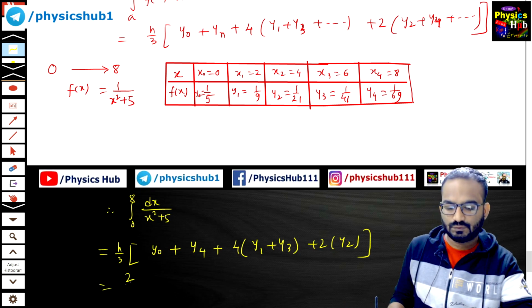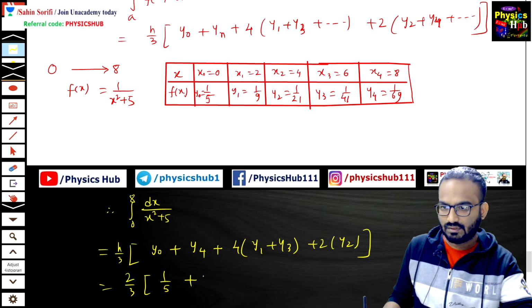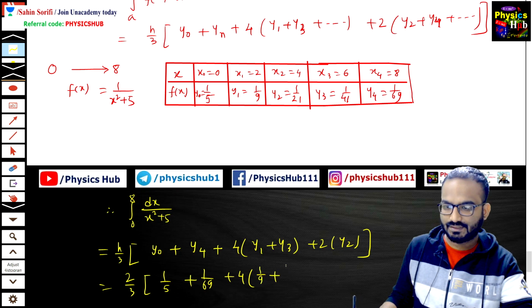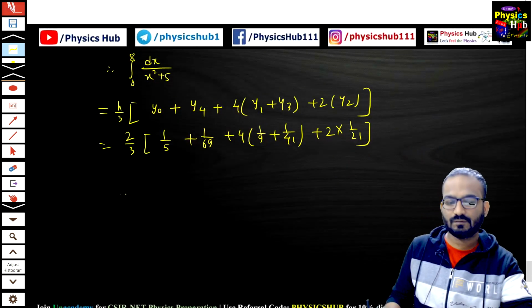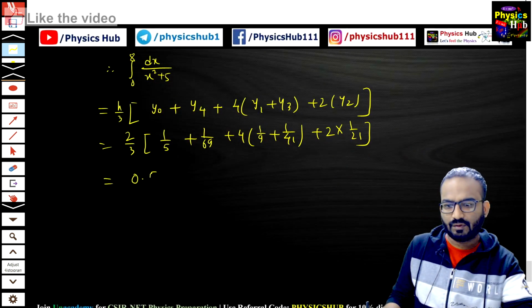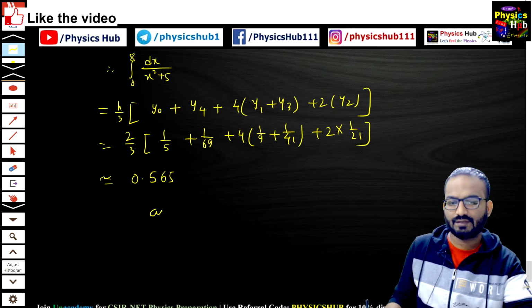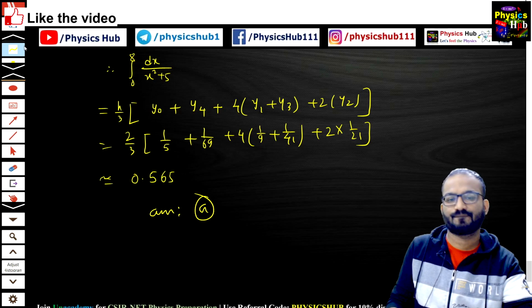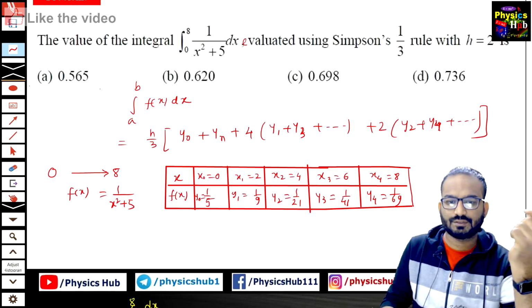So h equals to 2 is given to you, y0 is 1 by 5, y4 is 1 by 69, plus 4 times y1 which is 1 by 9 and y3 which is 1 by 41, plus 2 times y2 which is 1 by 21. If you calculate using a calculator, you will get approximately 0.565, and it is matching with option A. Option A is the correct option for this question.